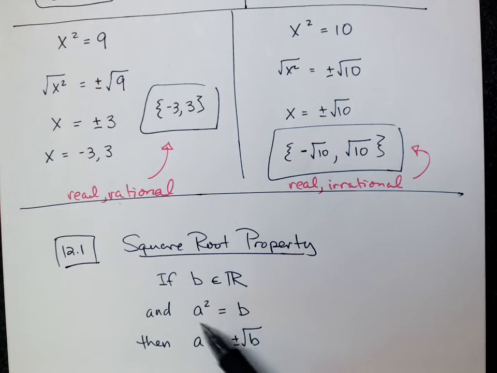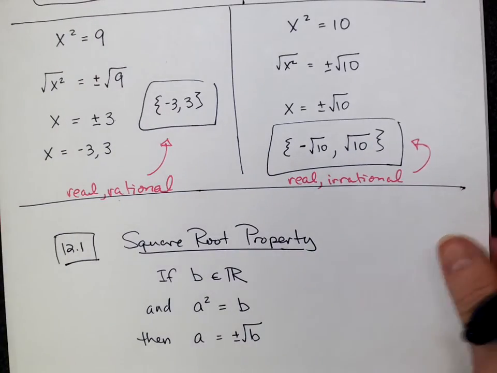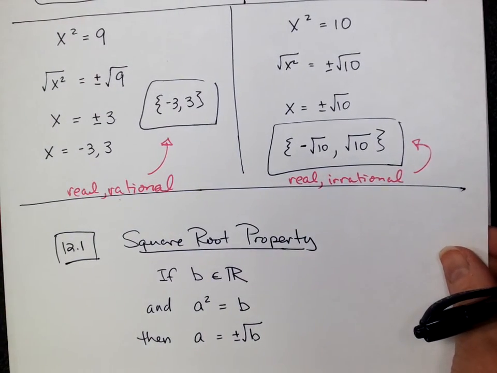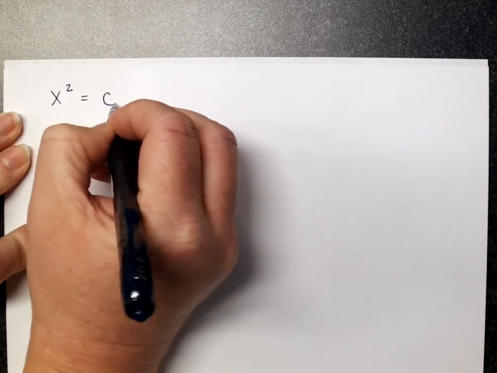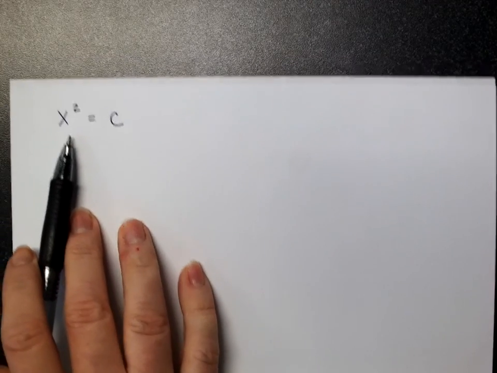And so if you have a squared thing equal to a number, then you can square root both sides and get plus or minus that square root of b. Now that's the algebraic definition of it. Okay? So a little easier to look at on the eyes and put into practice, is this. You've got x squared equal to c. Okay? So I'll make that an x. You've got an x squared on the left.